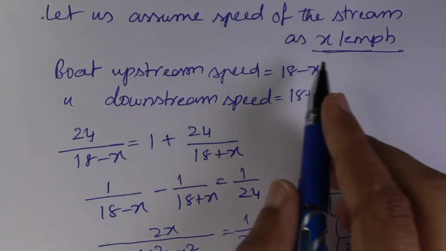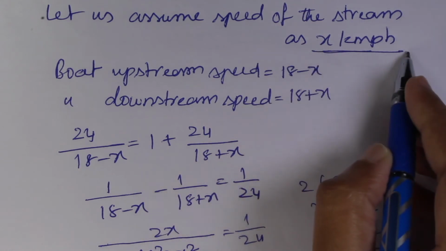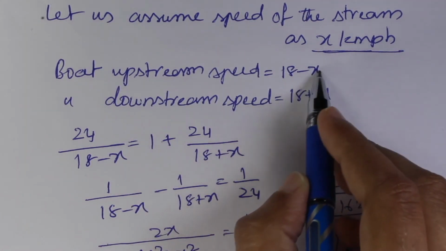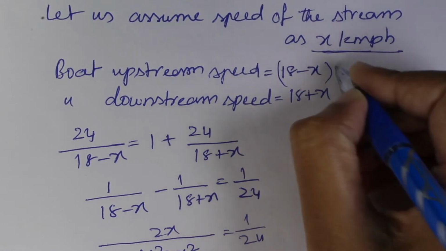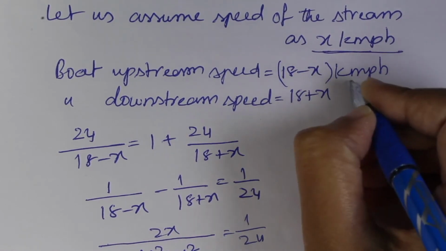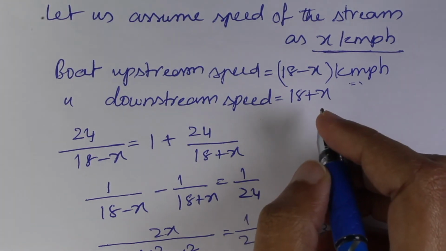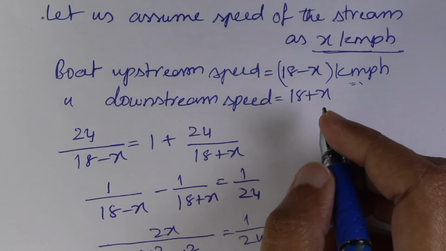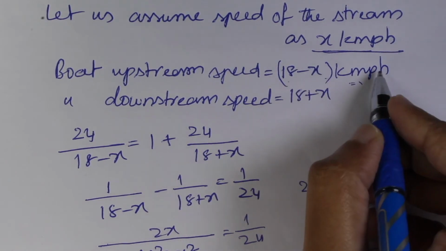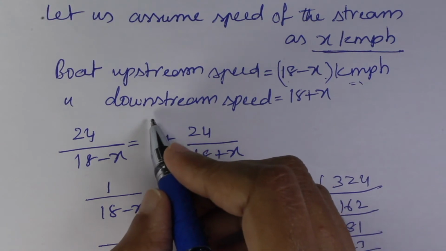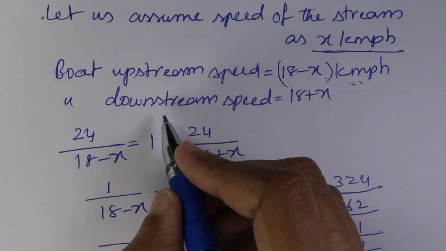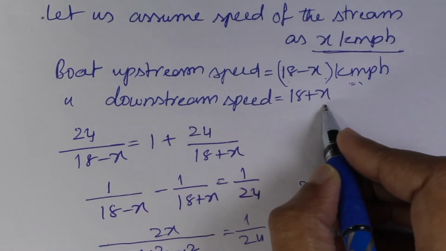So first of all, let us assume that speed of the stream as x km per hour. Then the boat's speed upstream will become 18 minus x km per hour. Why upstream? In upstream, the boat has to sail against the stream, against the speed of the stream. So that's why the speed reduces in upstream. That's why it becomes 18 minus x km per hour. In the downstream, the boat moves along with the stream speed. That's why the boat speed increases, that is 18 plus x km per hour.